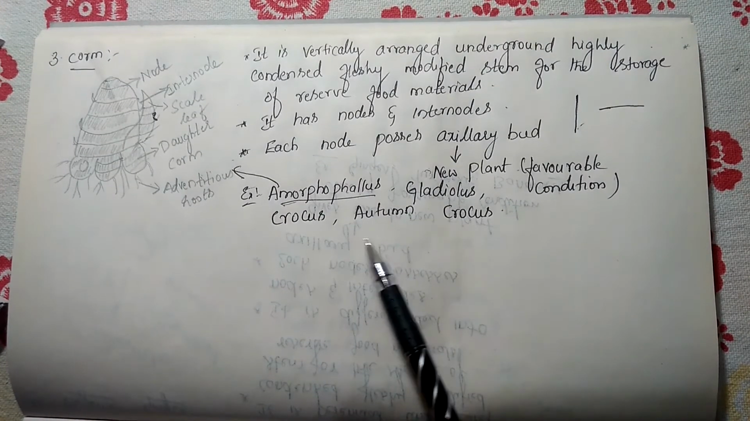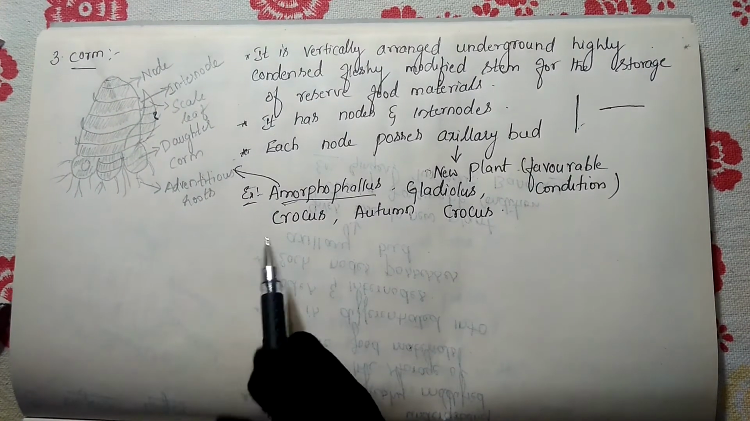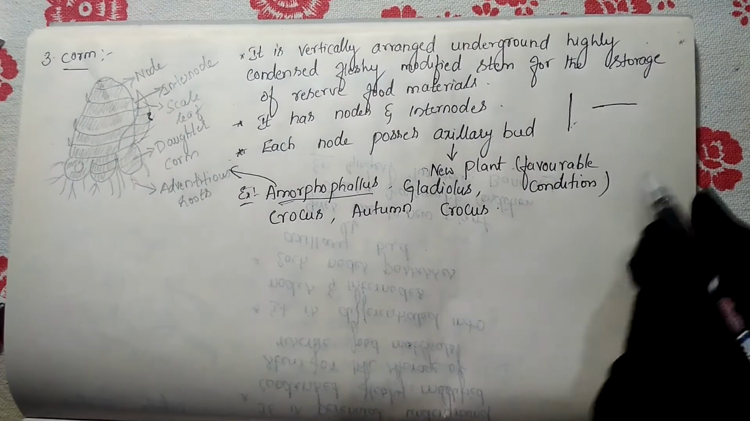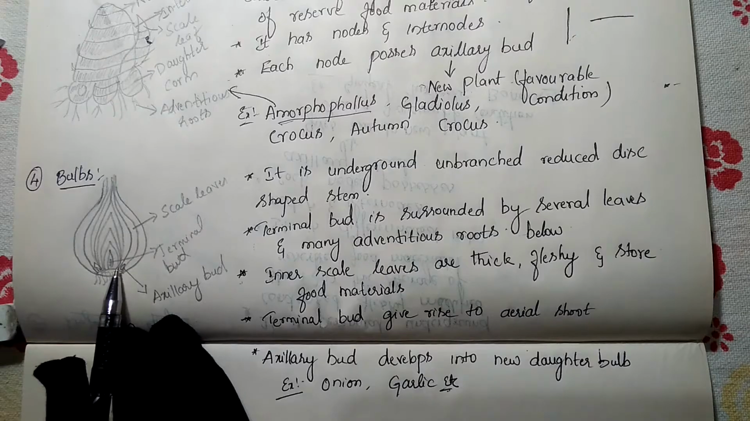So these are all of the examples showing this pattern. So this is one type of underground vegetative propagation, which is finished. Next is the fourth type of underground stem modification.